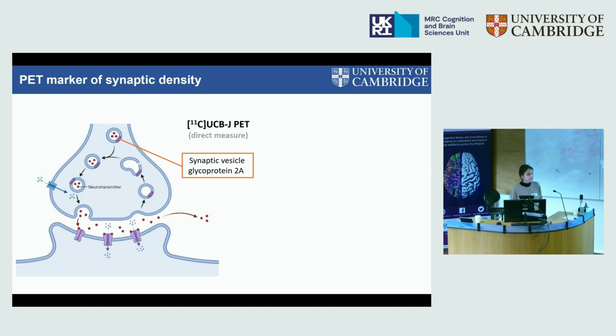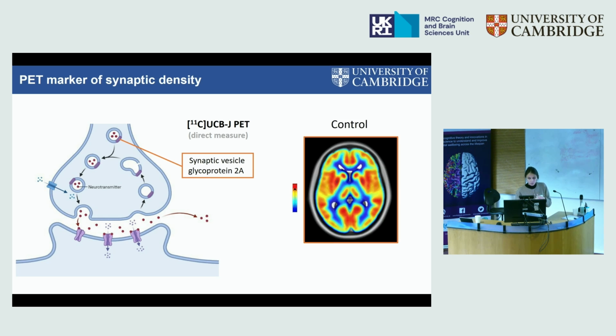For synaptic density, we are using UCB-J PET here in Cambridge, which is a tracer that binds the synaptic vesicle glycoprotein 2A, and it is a marker of the presynaptic terminals. Basically, patients come to the PET scan, they are injected with this tracer, the tracer goes to the brain and binds these vesicles, and with fancy methods, we can reconstruct the signal in the brain and identify where the synapses are and how many synapses these people show.